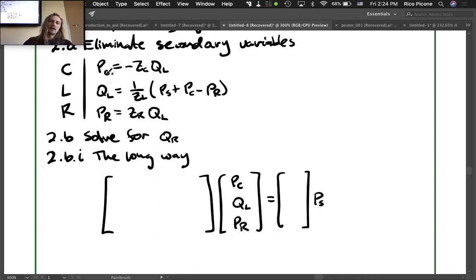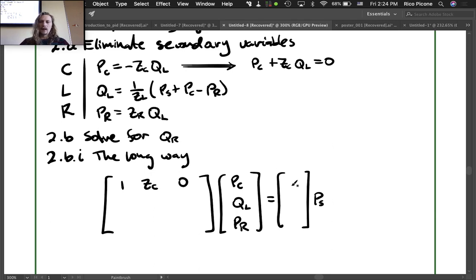So the first equation, we're going to move everything to the left-hand side. So I'll do it first here, and then I'll transcribe it. So we'll have PC plus ZCQL equals 0. So we'll have 1 PC plus ZCQL plus 0 PR equals 0. That's that one.